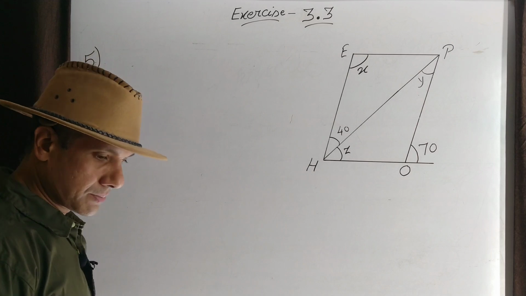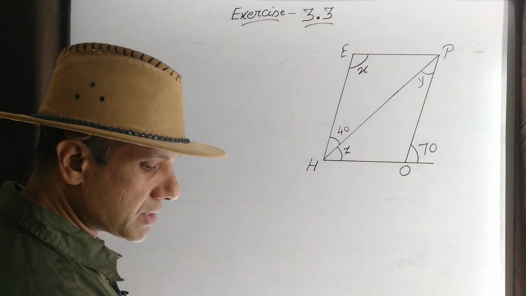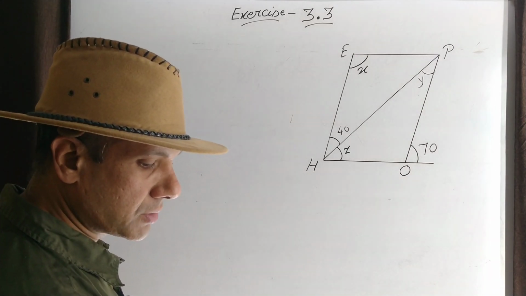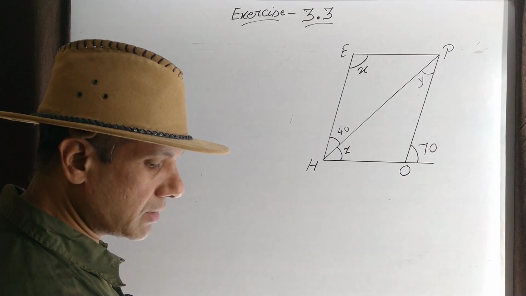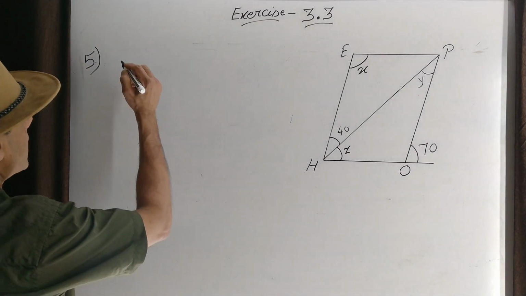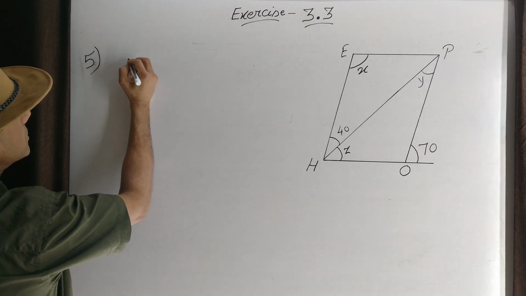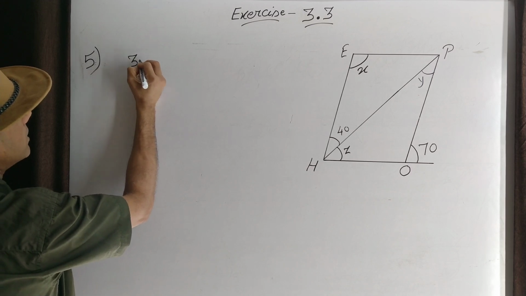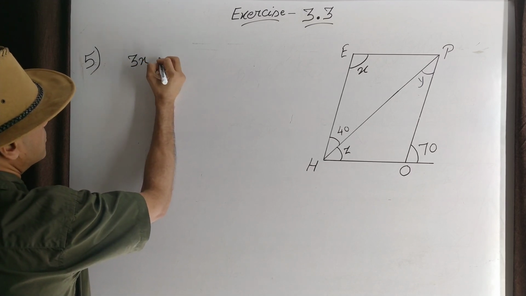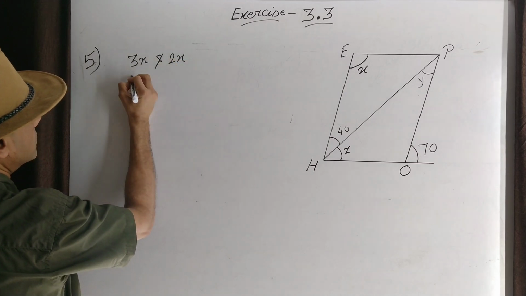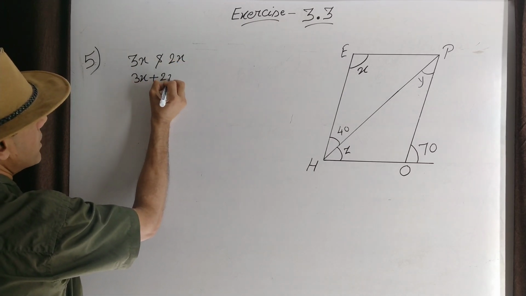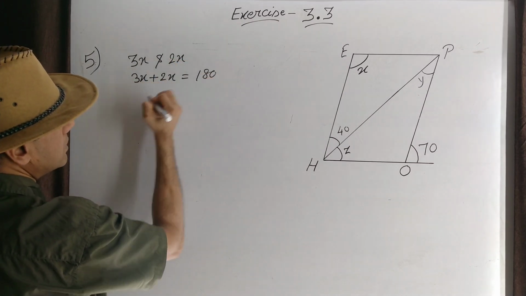Question number 5. The measures of two adjacent angles of a parallelogram are in the ratio 3:2. Find the measure of each angle of the parallelogram. So the angles are in ratio 3:2, so we can take the angles as 3x and 2x. So 3x plus 2x is equal to 180 degrees.